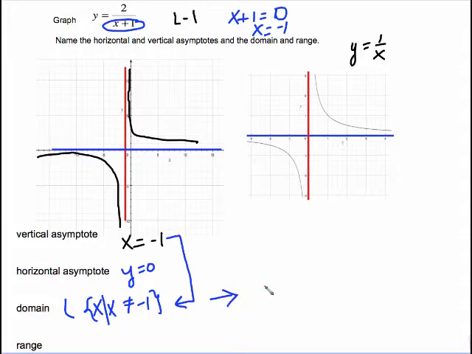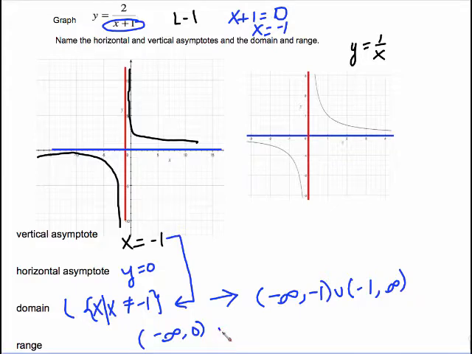But to rewrite this in interval notation, this will be -∞ all the way to -1, union with -1 out to infinity. The range is the same range it was for plain old y equals 1 over x. So this range is -∞ to 0, union with 0 to infinity.